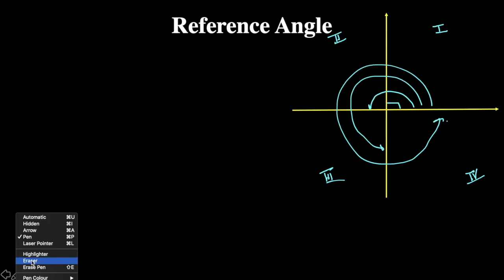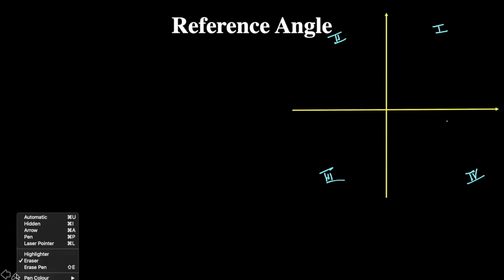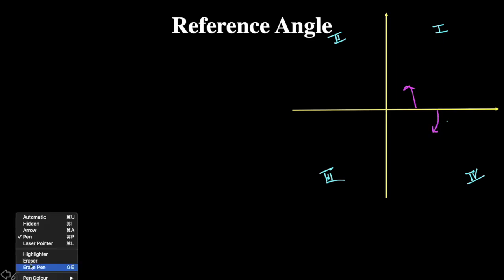Okay, so now I'm going to erase this one. Okay, now the angle is clear, and always remember we have to measure the angle from the positive axis. In this way the angle is positive. If you're going in this way, it will be a negative angle. Okay, that is also important.